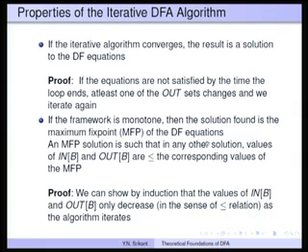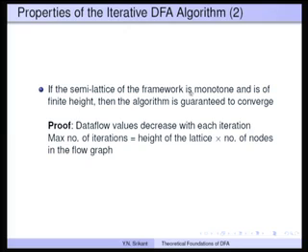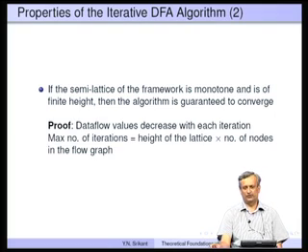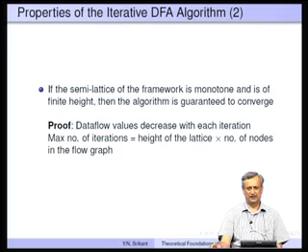Now, if the framework is monotone and is of finite height, then the algorithm is guaranteed to converge. This is almost obvious, because we initialize the values to phi, and then with each iteration we can only move downwards. How many steps can we go down? That is nothing but the height of the lattice. So, the data flow values decrease with each iteration, that is, we go down the lattice. The maximum number of iterations is the height of the lattice times the number of nodes in the flow graph.